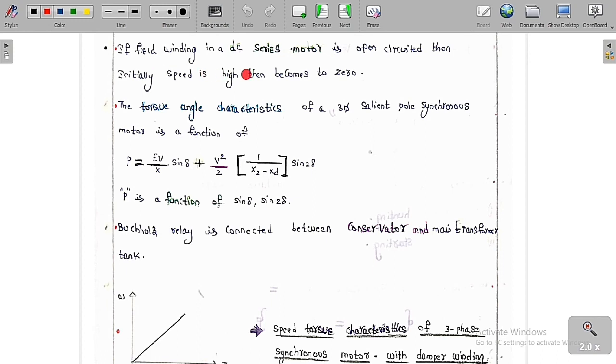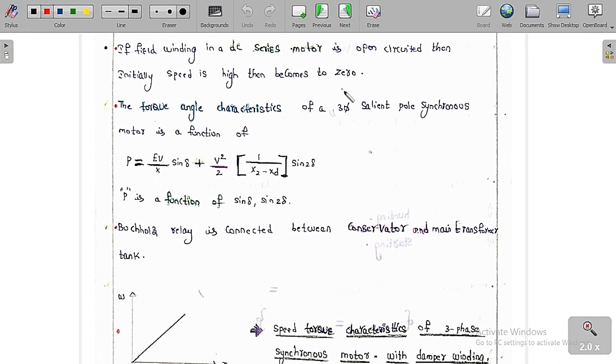If the field winding in a DC series motor is open circuited, then the initial speed is very high and then it is going to become zero. See what is going to happen. In a DC series motor, whenever the field winding is open circuited, as I already told you, the armature current is equal to 0. So the field flux is also equal to 0.